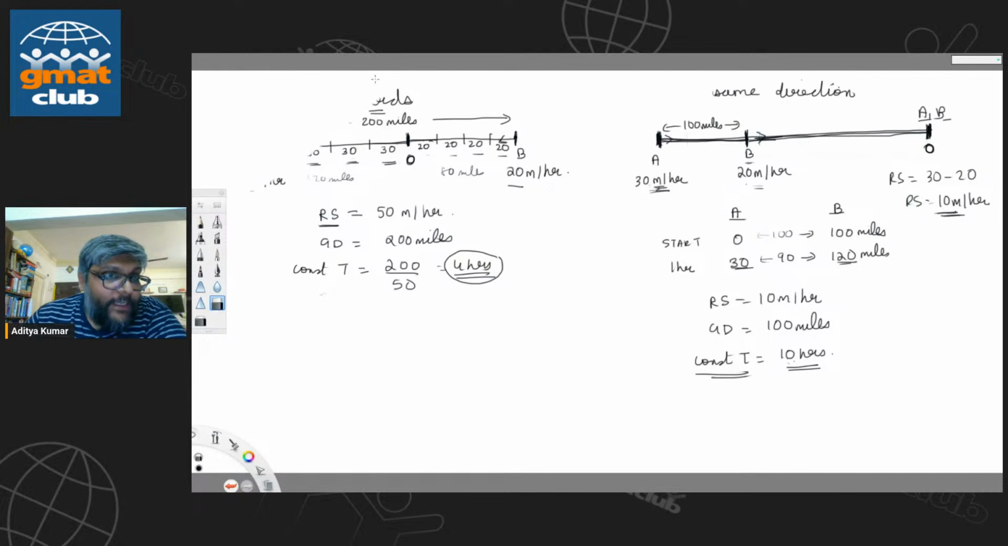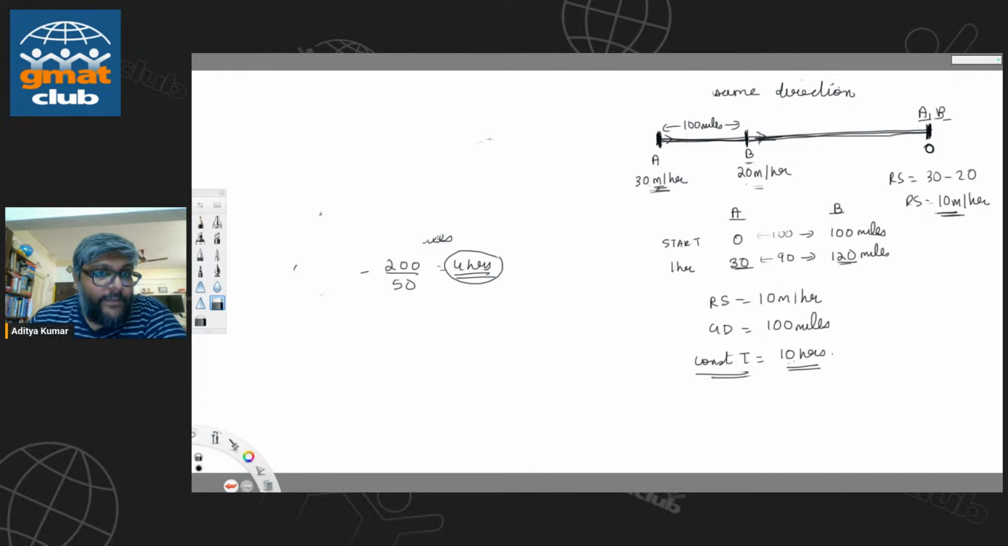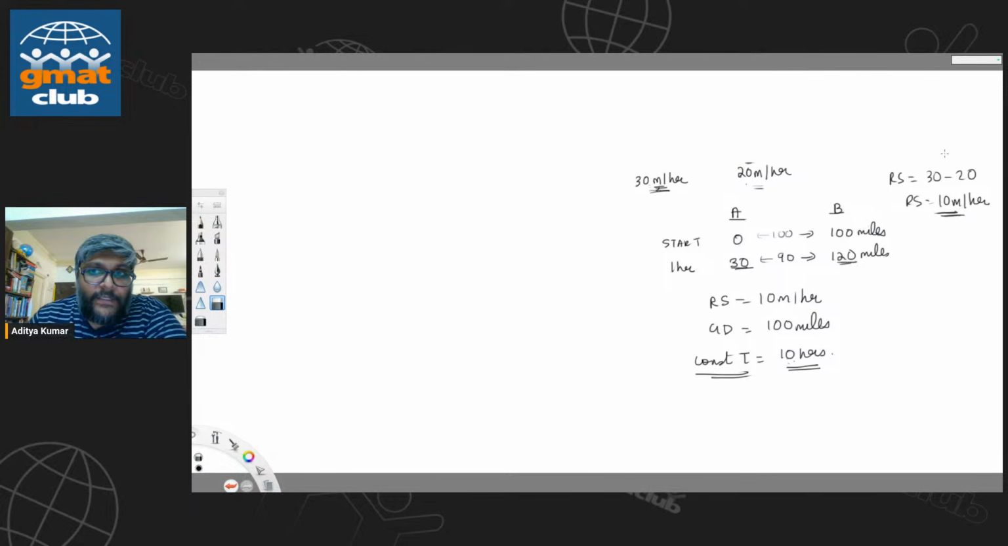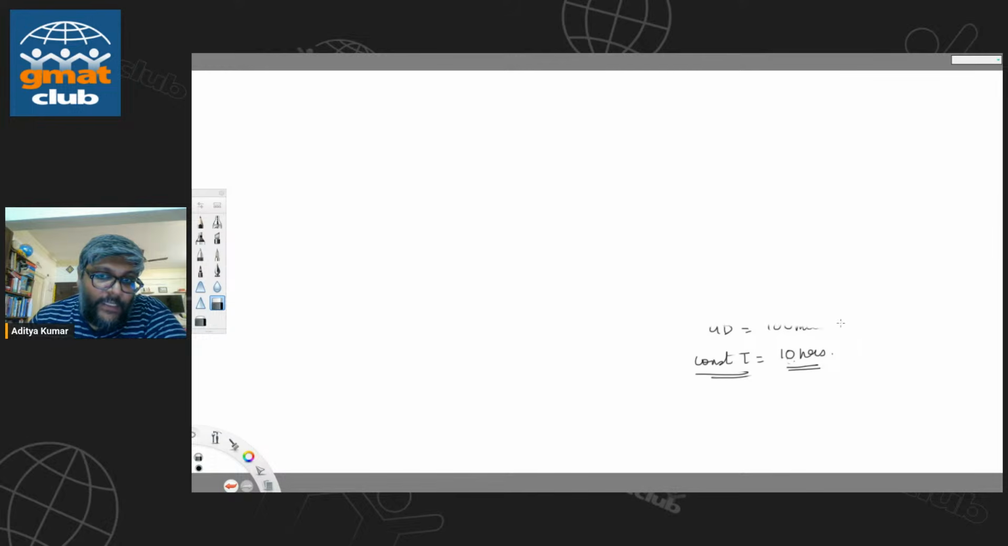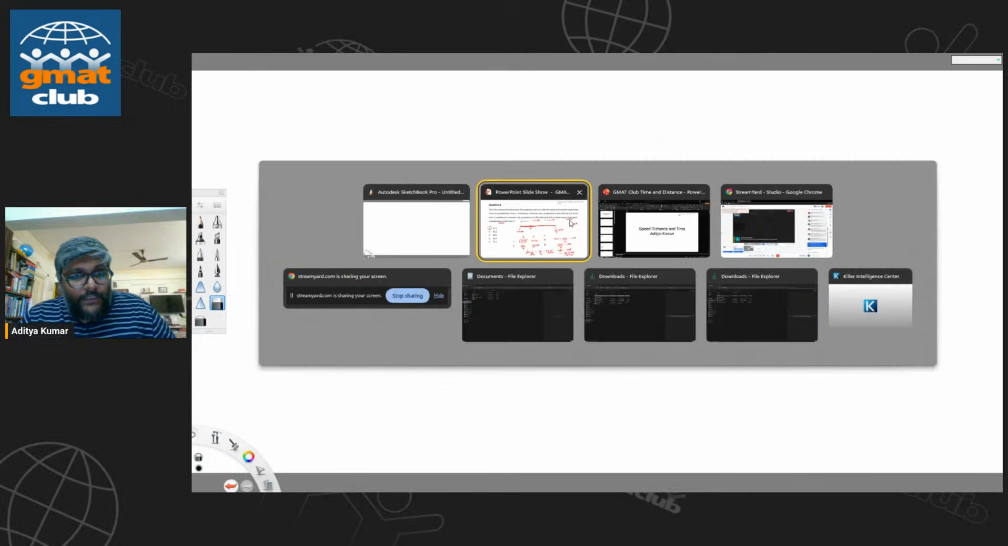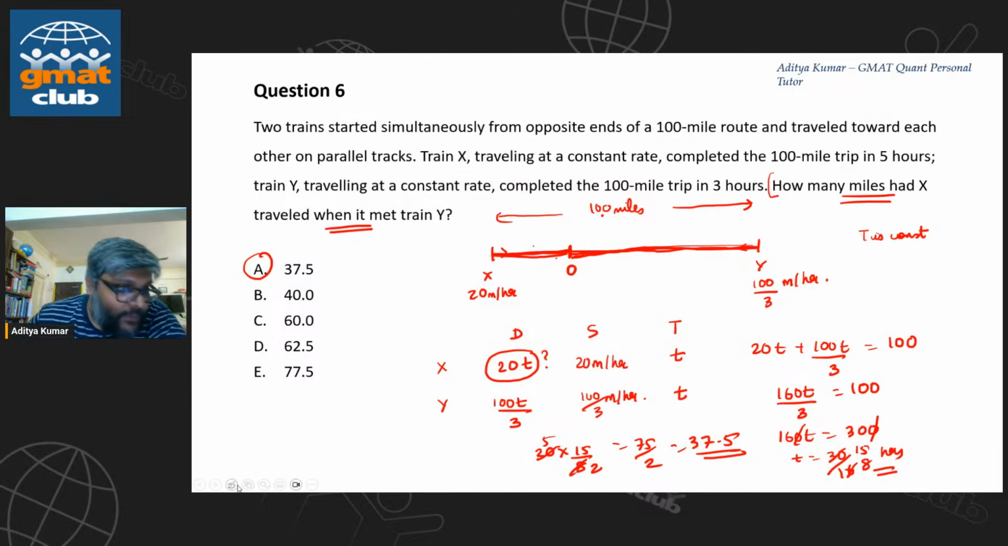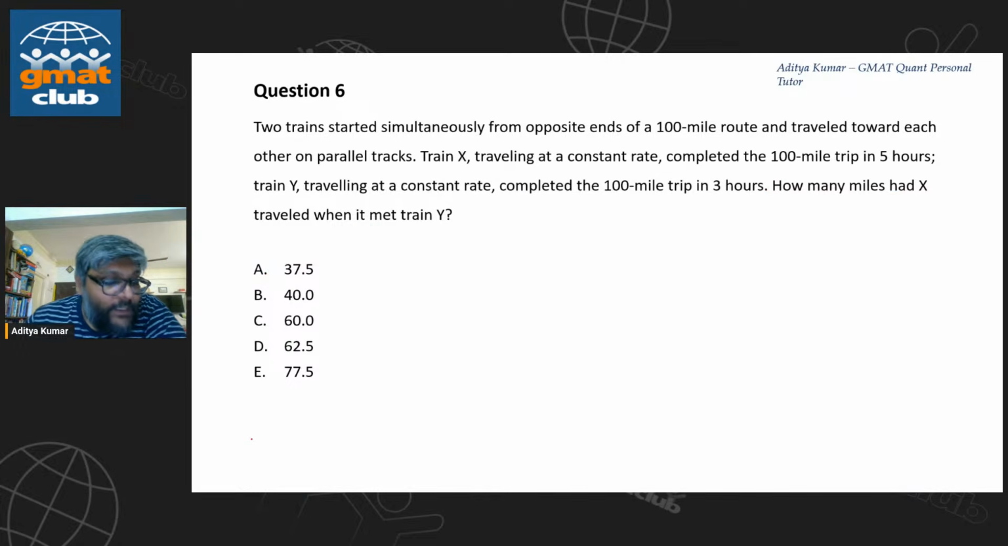So how do we make use of this concept onto that question that we just solved? You'll see how easy the entire question becomes, right? I'm going to now solve this using the concept of relative speed.